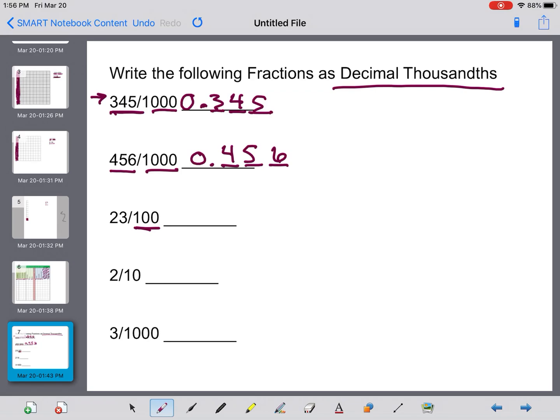Okay, this one is over 100 only, but I'm supposed to write it as a decimal thousandth, so I need to have 3 places after it still. But if I were to only have 2 places, I would write 23.